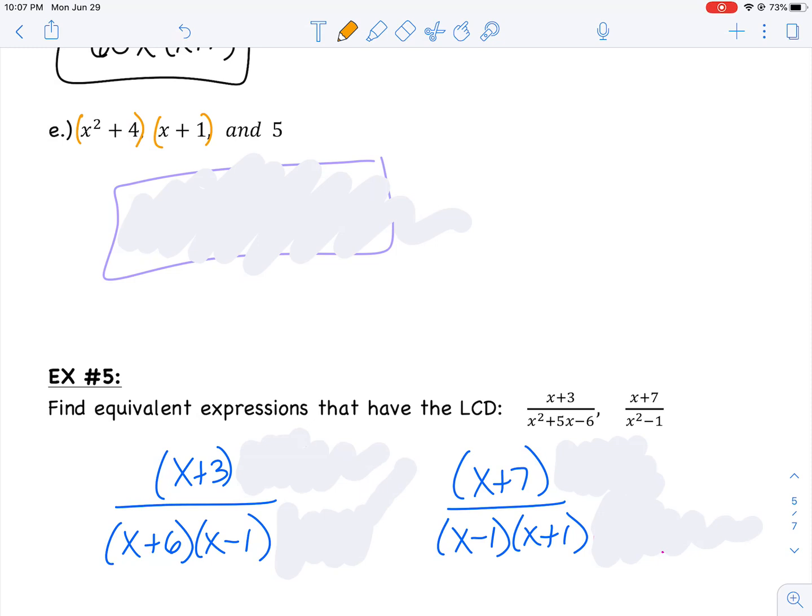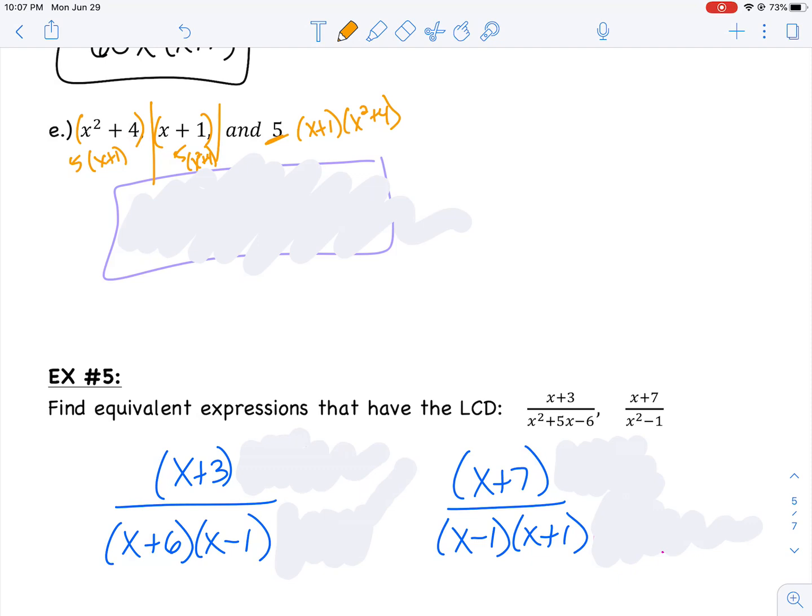So really, these are all factored already, and if everybody needs the same stuff, then everybody would need everything else that it doesn't have. What I mean by that is this one would need a 5, and this one would need a 5. This one already has a 5. This one would need an x plus 1. This one would need an x plus 1. This one, middle one, already has an x plus 1. This middle one would also need an x squared plus 4, and this last one would need an x squared plus 4. Every one would need the other two things that it doesn't have.